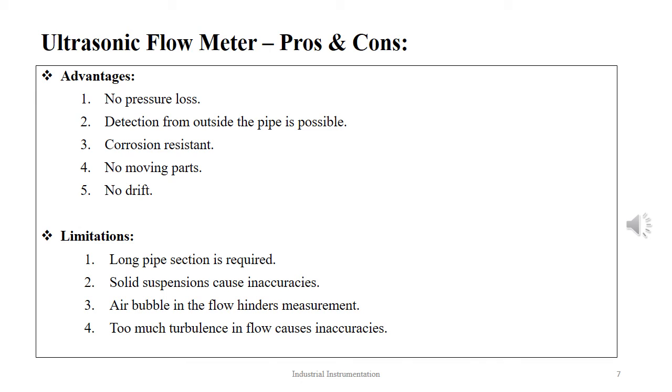A few advantages of the ultrasonic flow meter are: it has no pressure loss, it has the capacity for detection from outside the pipe, it is corrosion resistant, it has no moving parts, and therefore there is no drift in the measurement. A few limitations are: a long pipe section is required for good reading, solid suspensions cause inaccuracies, air bubbles in the flow hinder measurement, and too much turbulence in a flow causes inaccuracies.